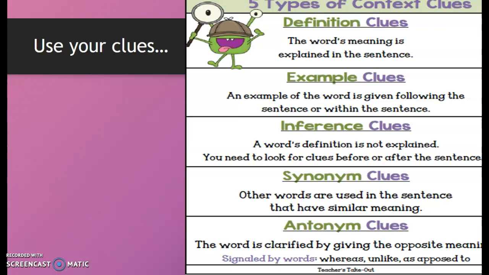Use the clues. Five types of context clues. Definition clues: the word's meaning is explained in the sentences. Example clues: an example of the word is given following the sentence or within the sentence. Inference clues: a word's definition is not explained, so you need to look for clues before or after the sentences. Synonym clues: other words are used in the sentence that have similar meanings. Antonym clues: the word is clarified by giving the opposite meaning, signaled by words like whereas, unlike, as opposed to.